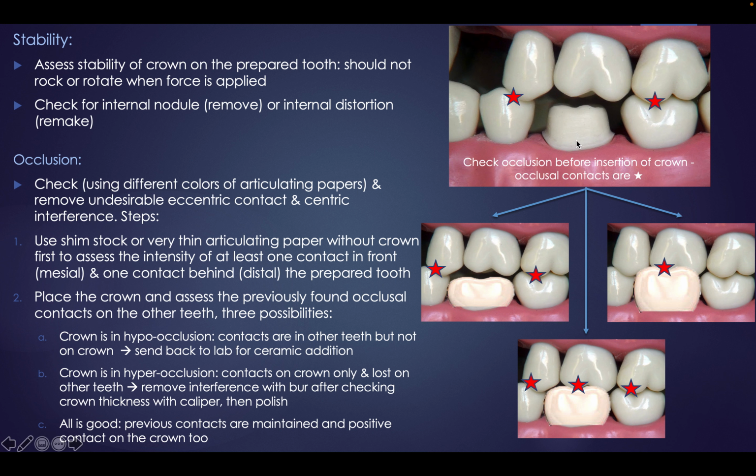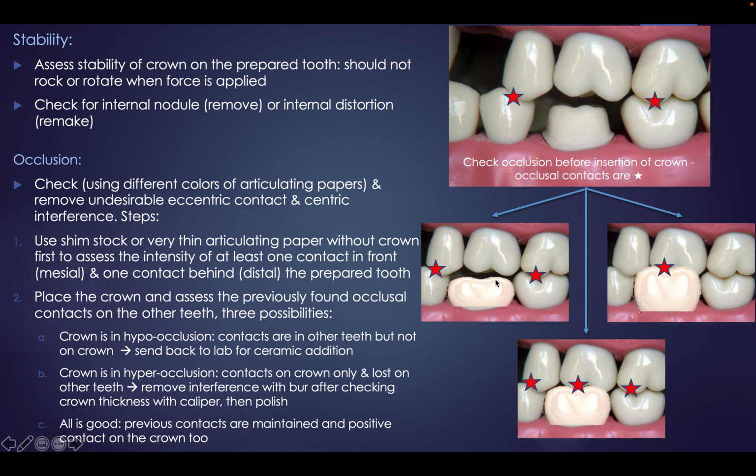Now, how do you check the occlusion? Everyone checks the occlusion with the crown in, wrong. You check the occlusion without the crown. Here, you check until you find one contact behind, or distal to, the prep tooth, and one anterior. Until you find a contact here and a contact there, you record those contacts by feel, or with articulating paper or shim stock.